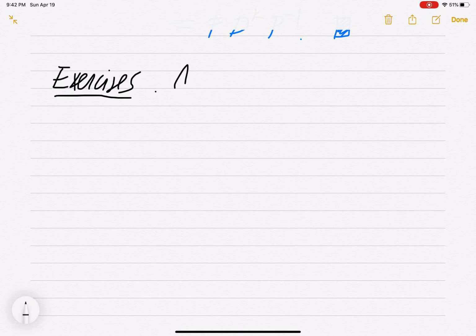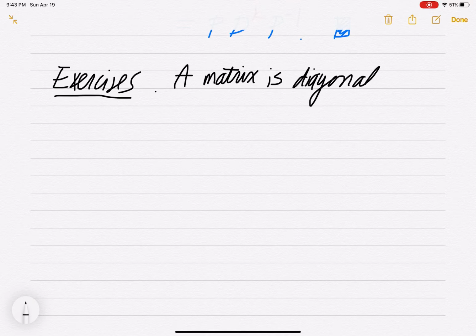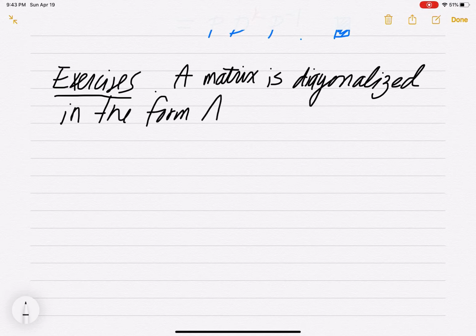A matrix A is diagonalized in the form A equals PDP inverse. Compute the following.